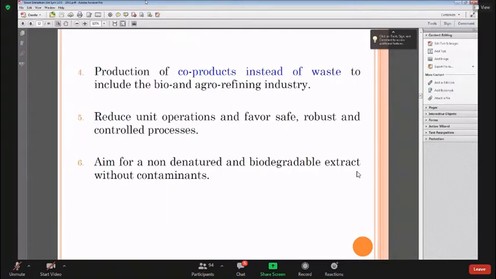And the ultimate objective of green extraction is to produce extracts which are contamination free, especially for the food industry, functional food industry and nutraceutical industry. They are looking forward to pure and natural extracts. So ultimately, green extractions are very important when we are producing extracts, especially applicable for functional food and nutraceutical applications.